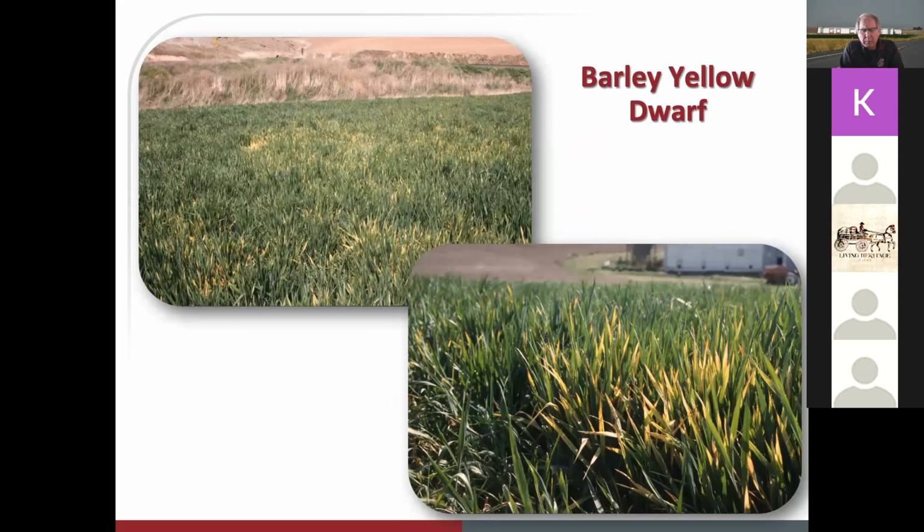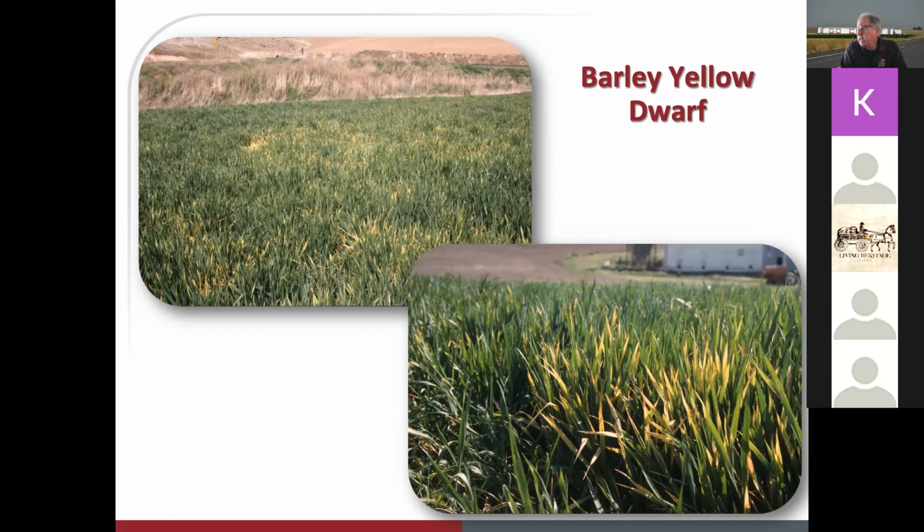I want to just touch on a couple of other diseases before we summarize here. One of those is barley yellow dwarf. This is one of the virus diseases that I mentioned early on. What you see here in the upper left is a field with barley yellow dwarf, with scattered yellowish discoloration in the wheat. In the lower right is a more typical barley yellow dwarf symptom, which is a yellowing of the leaf tips.